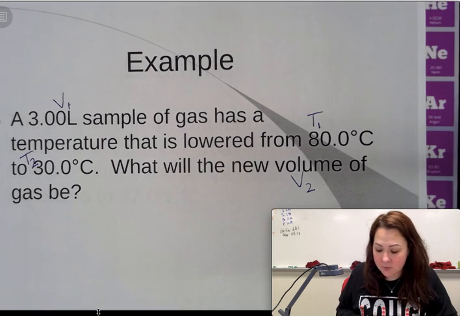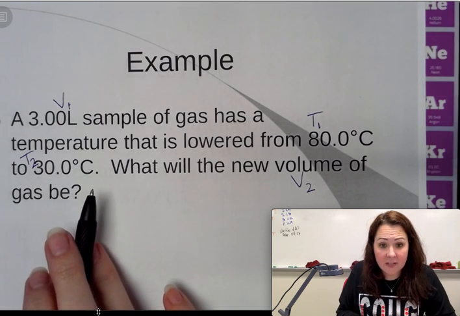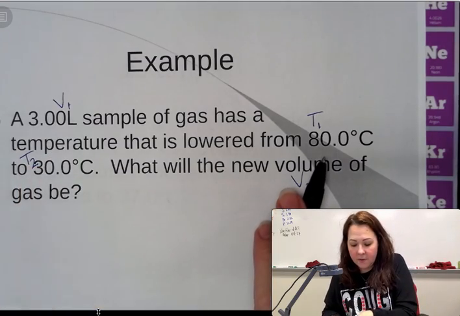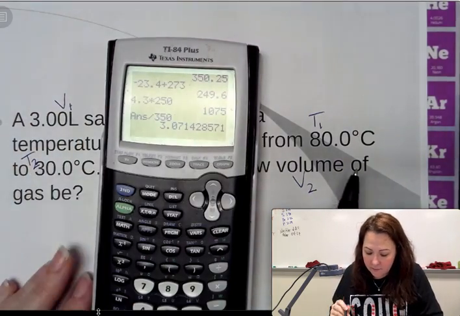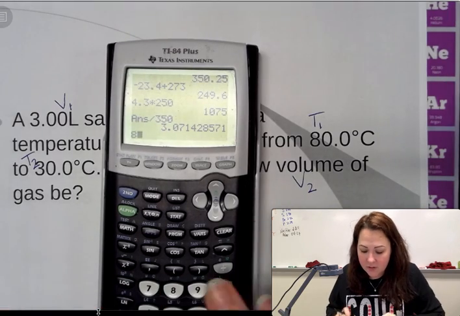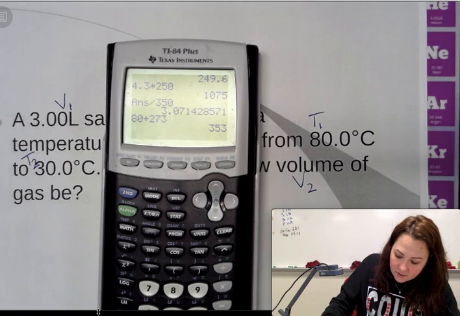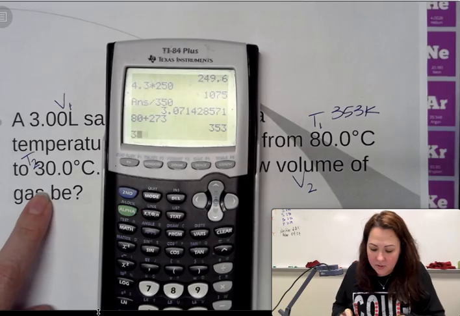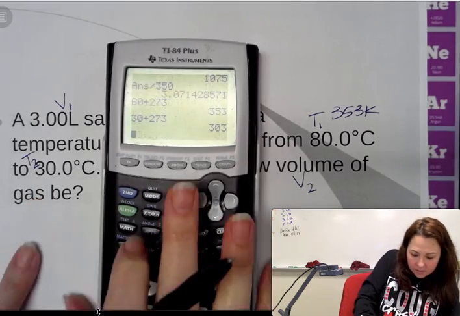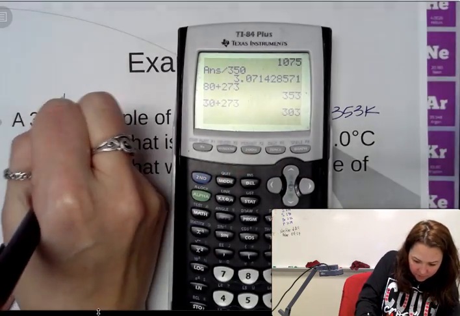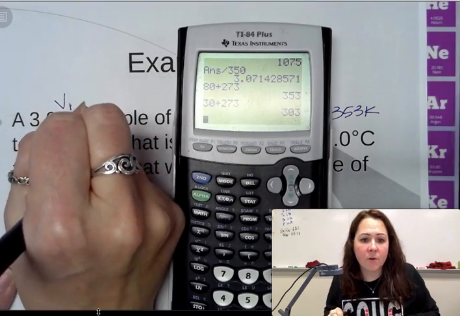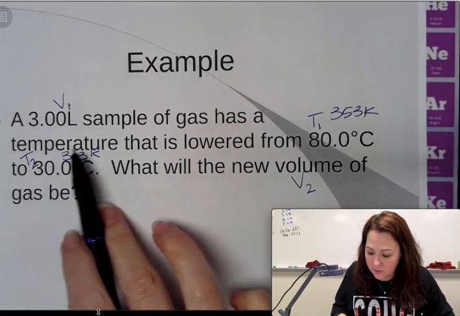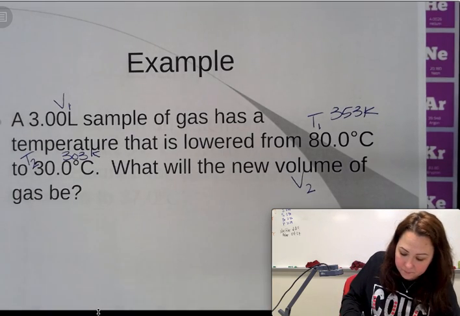I need to check to make sure that my units are all correct. I have liters, which is right. But here I have Celsius, that needs to go to Kelvin. So to go from Celsius to Kelvin, we're going to take 80 plus 273. This one is 353 Kelvin. And then 30 plus 273. Shouldn't need a calculator for that one, but that is okay. Just showing you where I'm getting my answers. And that's 303 Kelvin. So now that I have everything that I need, all the units are correct, now I'm going to plug it in.